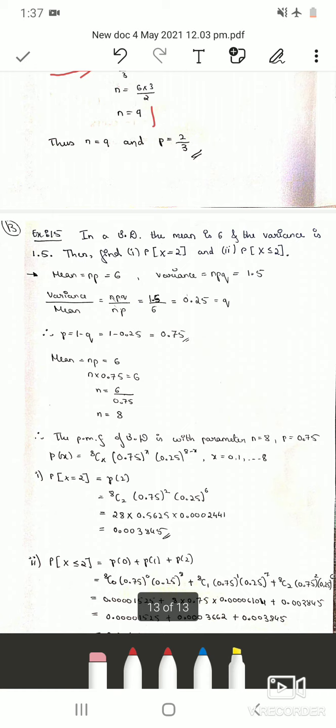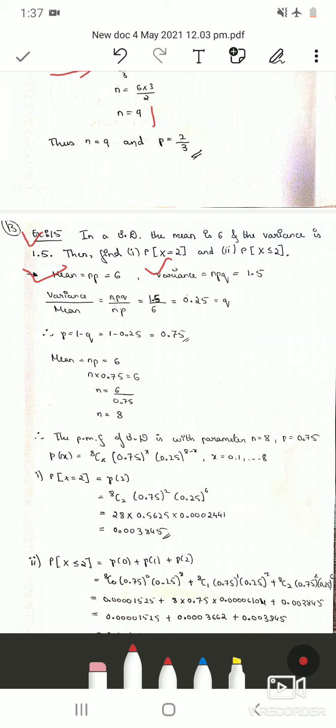So the last problem is: in a binomial distribution the mean is 6 and the variance is 1.5. Then find the probability of x equal to 2 and the probability of x less than or equal to 2. So here again the mean is given, which is n into p is equal to 6. Variance is given as 1.5. In the earlier problem they had given standard deviation, and from standard deviation we had obtained variance. Here they have directly given variance as 1.5.